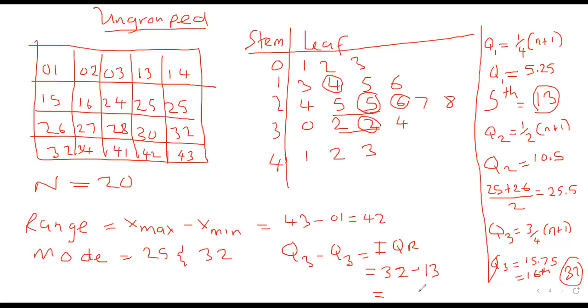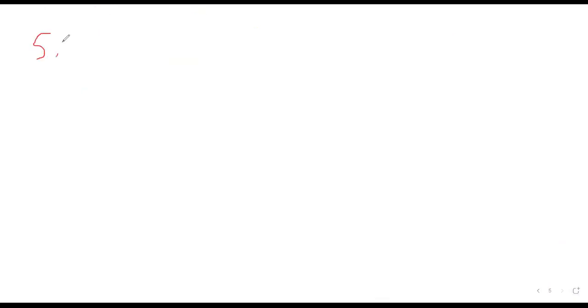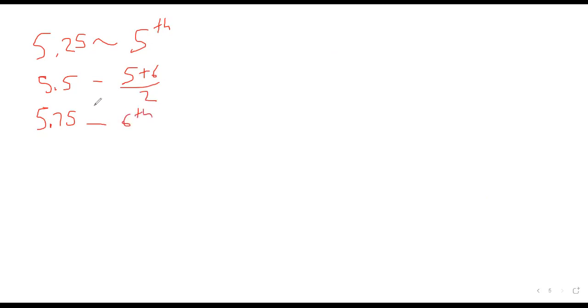On the first quartile, you said the fifth number. I'm a bit lost how we came to 13. The first quartile is a quarter of n plus 1. When you have numbers like 5.25, 5.5, and 5.75: this one you round to the nearest number, the fifth number. This one is the fifth number plus the sixth number, divided by 2. This one you round off to the sixth number. That is how we treat the 0.5s.